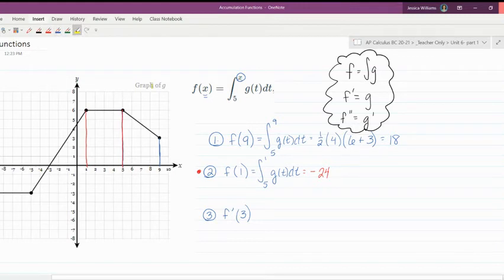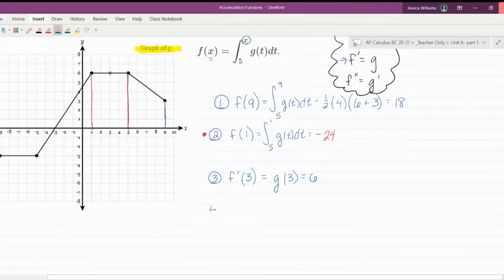So pay attention to the fact that this is a graph of g, and now I'm going to use my notes up there. They're asking me for f prime of 3. Well, that's going to be the same thing as g of 3. Well, this is a graph of g, so if I go to 3, my function value there is 6, the end.